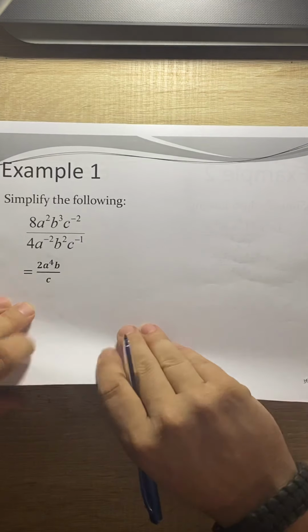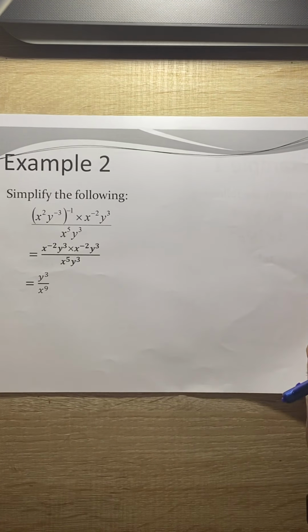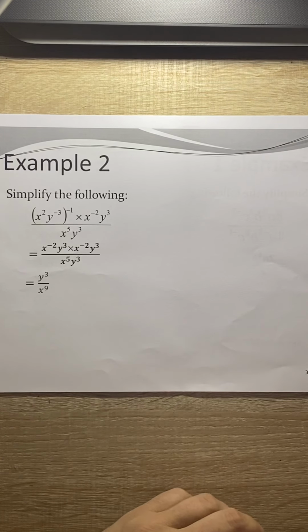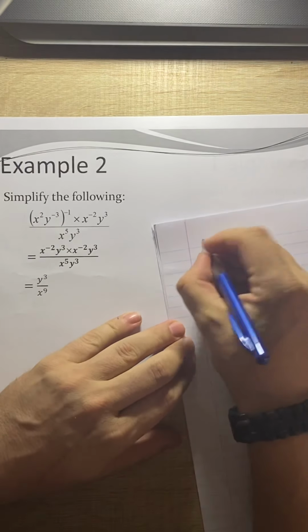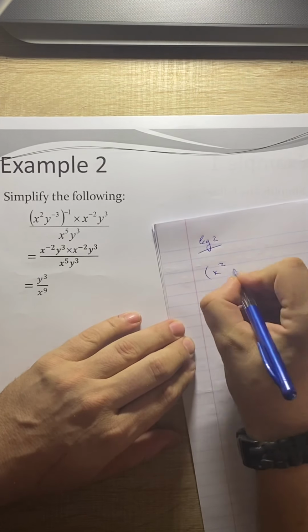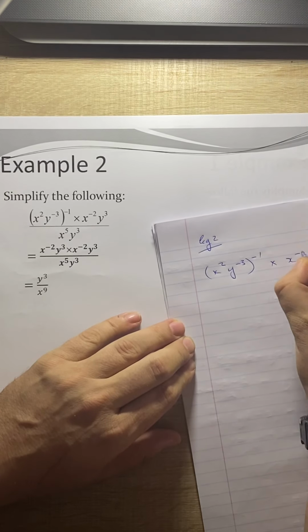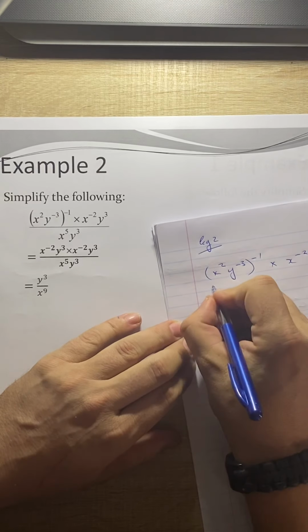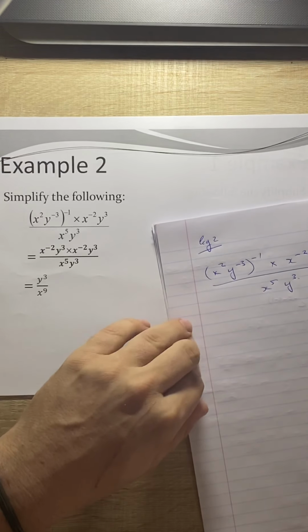Okay, let's have a look at example 2. So there's example 2. Just going to get a fresh page here and write it down. As you guys can see, there is the answer, but we will get to the answer. So we've got x squared, y to the minus 3 to the minus 1 times x to the minus 2, y cubed, all over x to the 5, y cubed.